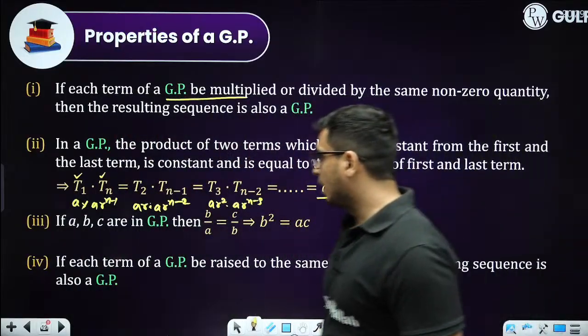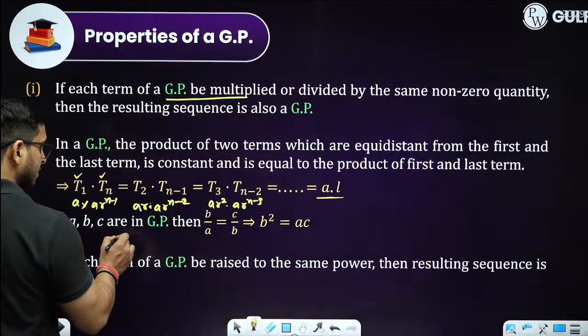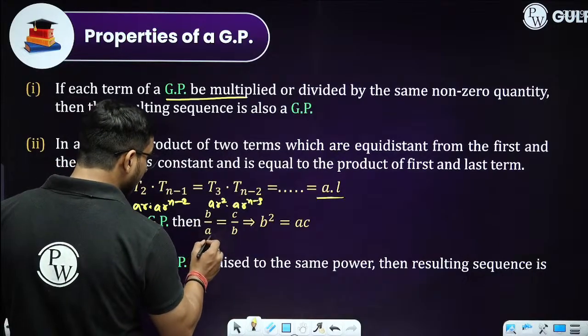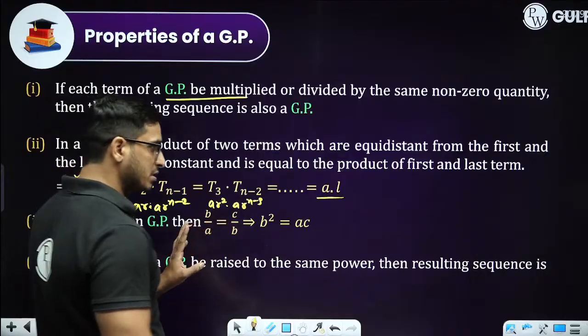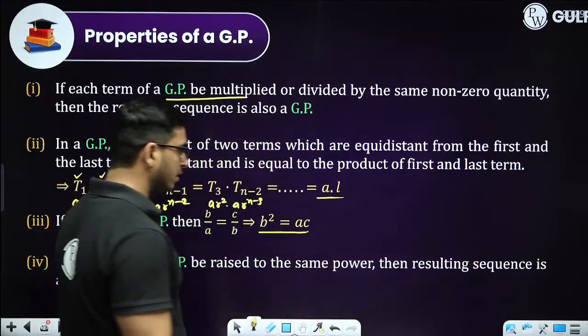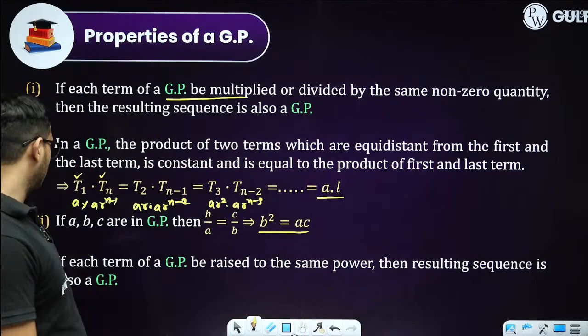Now, if A, B, C are in GP, then B by A equals C by B. Simple. So that gives B square equals AC. B square equals AC.